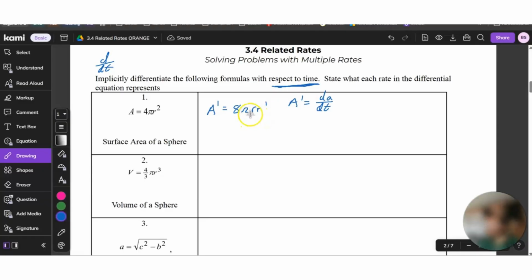Well, it's 2r prime, but 2 times 4 pi is 8 pi. Right? Too loud, guys. Okay, so dA dt is the same as A prime, because we're showing that it's with respect to time. And what would that be? That would simply be our rate of change, or from now on known as ROC, because I'm not going to write rate of change every time. The rate of change of the area with respect to time.